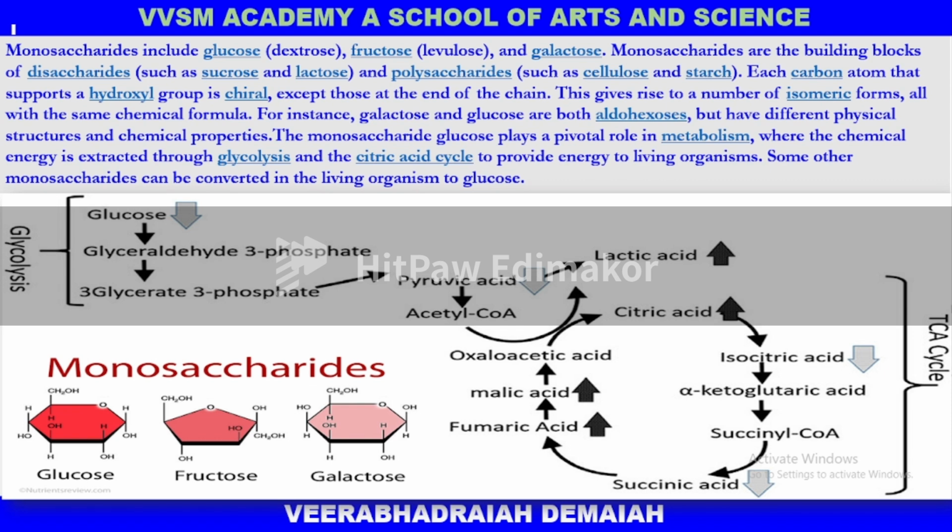See friends, this is glycolysis. Glucose is converted into glyceraldehyde 3-phosphate, and further it is converted into 3-phosphoglycerate. Then it is converted into pyruvic acid, then acetyl CoA, then lactic acid. Then coming to oxaloacetic acid, succinic acid is converted to fumaric and malic and oxaloacetic acid respectively, and citric acid is converted into isocitric and alpha-ketoglutaric acid and succinyl. So this is the important citric acid cycle.